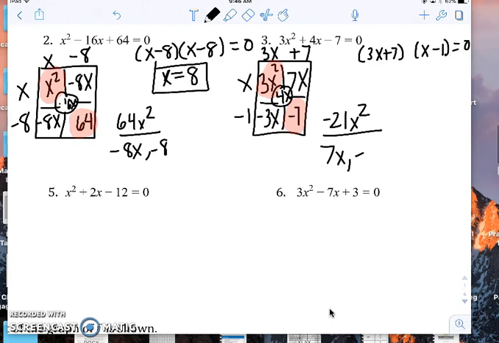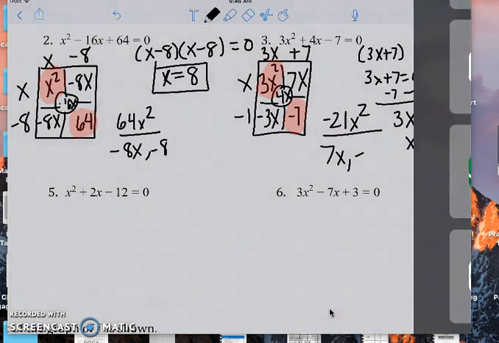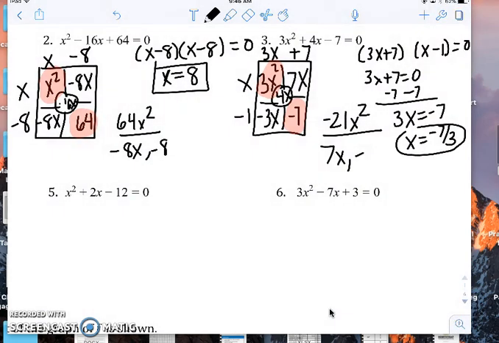But we have to set each parenthesis equal to 0, so 3x plus 7 equals 0, minus 7, minus 7, 3x equals negative 7, so x equals negative 7/3. Then we have our other one, x minus 1 equals 0, so x has to equal 1.